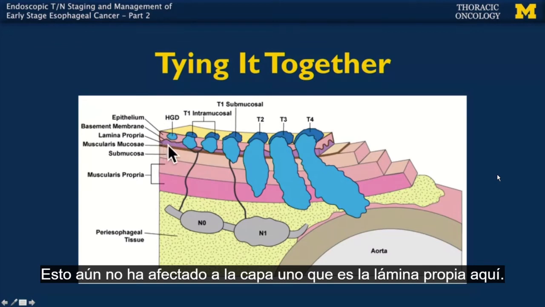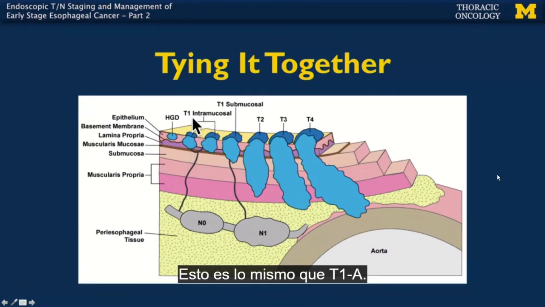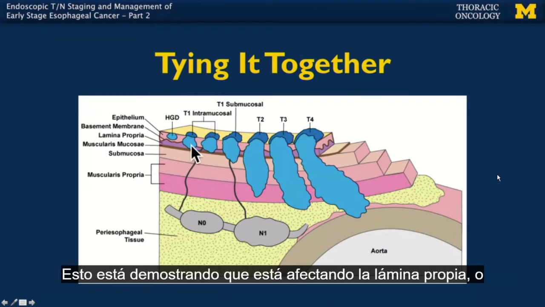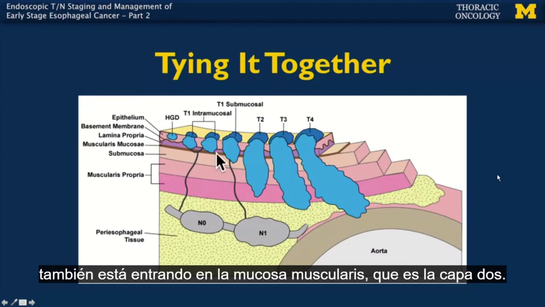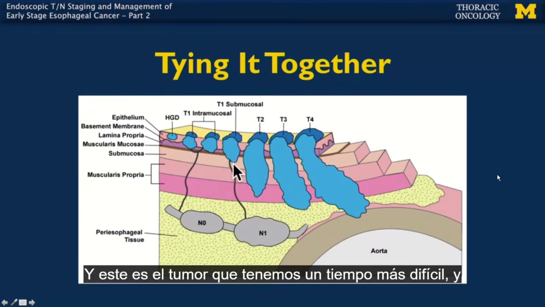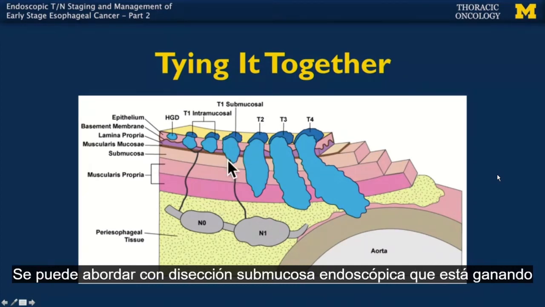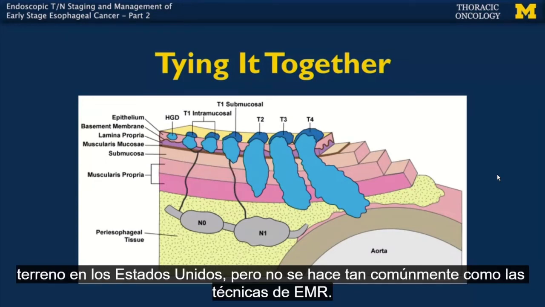As soon as you get into layer 1, you're now looking at a T1 intramucosal lesion. This is the same thing as T1A. This is showing that it's either affecting the lamina propria, or it's also getting into the muscularis mucosa, which is layer 2. T1 submucosal, or T1B, is now showing that it's affecting this third layer. And this is the tumor that we have a harder time with and cannot address with endoscopic mucosal resection. It can be addressed with endoscopic submucosal dissection, which is gaining ground in the United States, but it's not as commonly done as the EMR techniques.